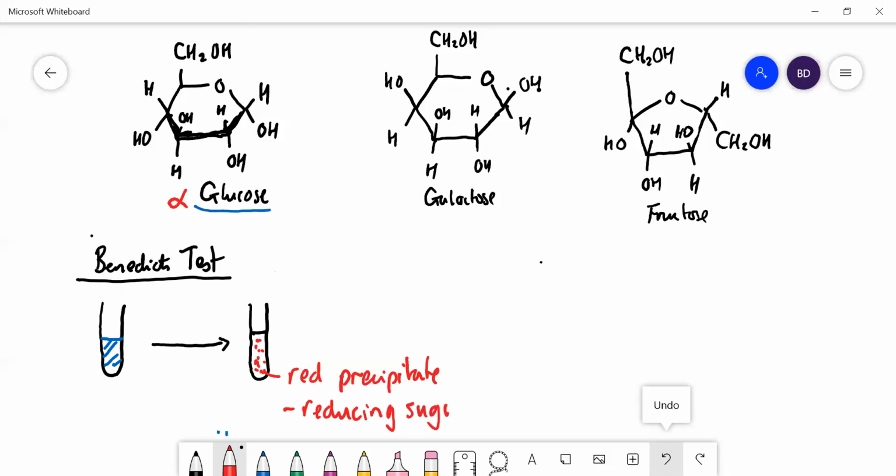Now, that means it is a reducing agent, but don't worry too much about that. It's just, if you want to know which ones Benedict's test can show, right? It will react with glucose, positive test with that. It will react with galactose, positive test with that. But it will give you a negative test with fructose. It will stay the same because fructose is said to be non-reducing.